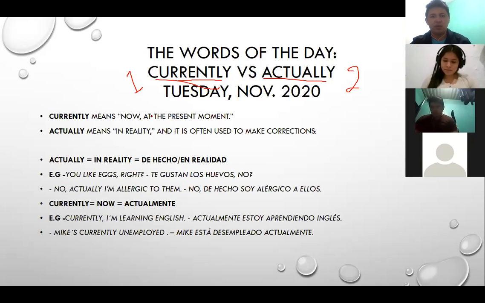We can also say, currently, we have a very bad situation in El Salvador. Currently, I study English at 8 p.m. So you see the difference between these two words. I think you're not going to make these mistakes, confusing currently with actually, and you won't do it in the future. So if you can just write this down, actually means in reality, and currently means now. Does somebody want to say something?